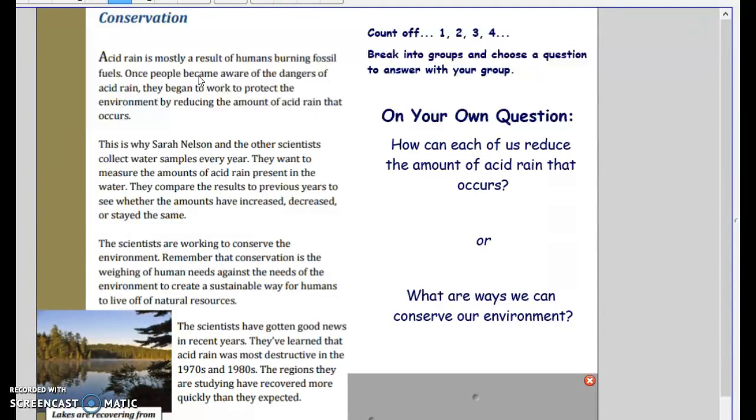So by reducing fossil fuels, by reducing the amount of acid rain, we are helping our environment to recover. So I think your last question on your page says, it's one of these. What are ways we can conserve our environment, or how can each of us reduce the amount of acid rain that occurs?